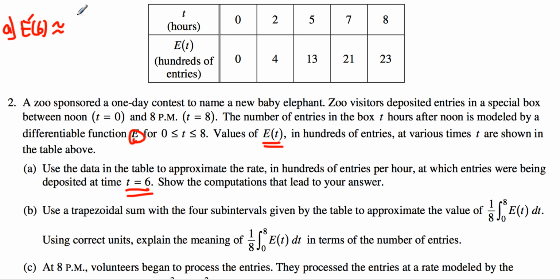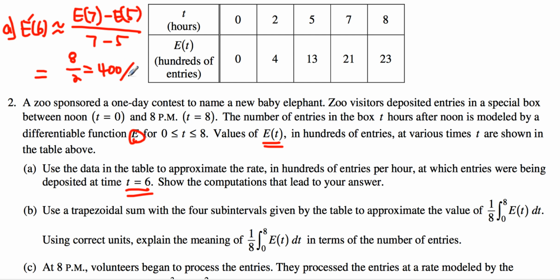So here we end up getting E of 7 minus E of 5 divided by 7 minus 5. That's basically what we end up getting. Then the difference in the entries would have been basically 8 over 2 becomes 4. Now, hundreds of entries per hour, so 400 entries per hour. That's basically what we end up getting for A.